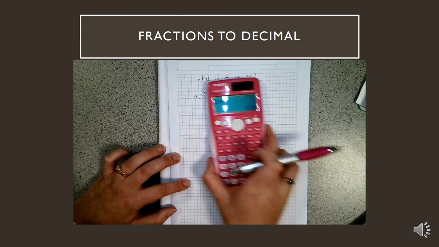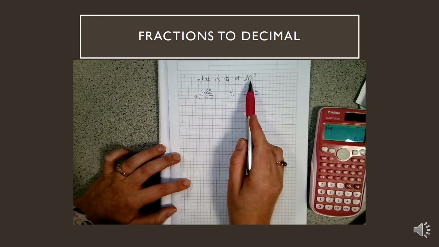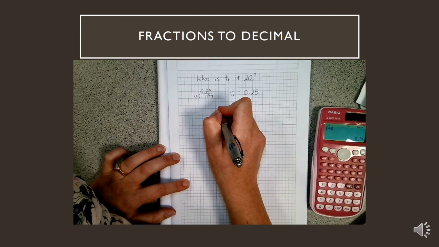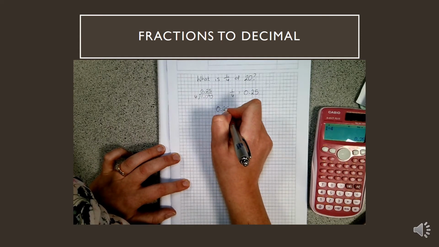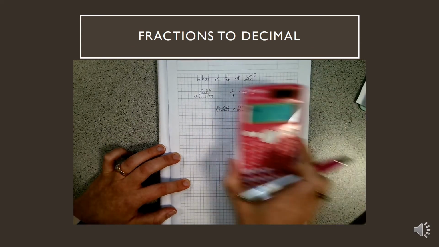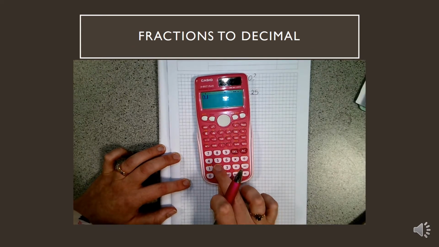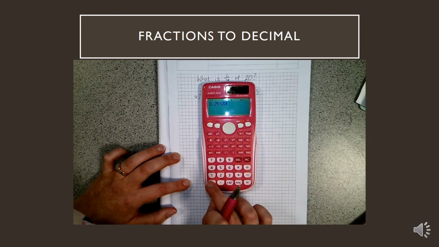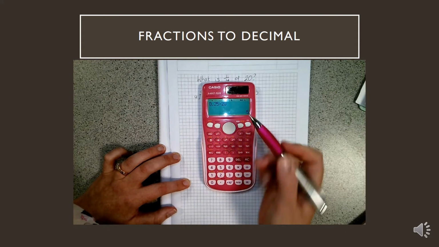Now how do I get 1/4 of 20 using decimal? 0.25 by 20. So 1/4 of 20, 0.25 by 20. And the answer is, as I expected, 5.